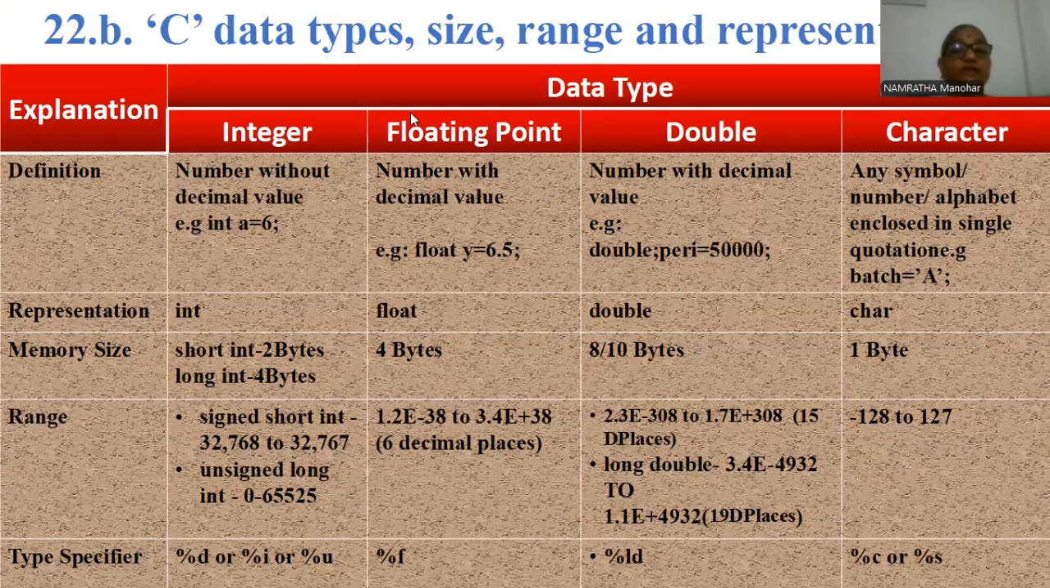So, we will see the primary data types: integer, floating point, double, and char. What is the definition? Integer means a number without a decimal value. So, you declare int a is equal to 6, so a has the value 6. Now, floating point is a number with a decimal value, that is, float y is equal to 6.5.